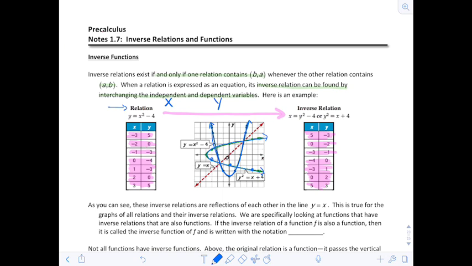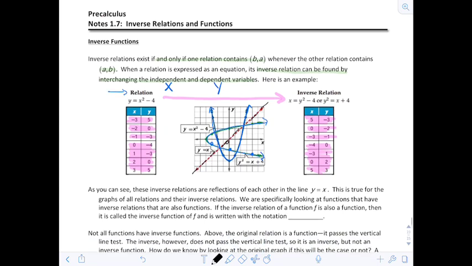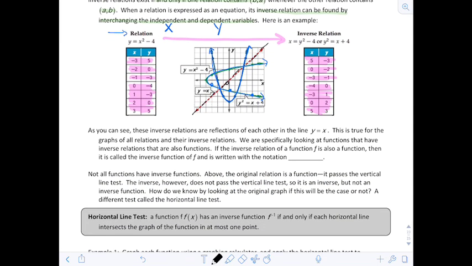So you probably remember that inverse relationships, this red dotted line, are always symmetric over the line y equals x. So that means we can take that quadratic, reflect it over that line y equals x, and we have the inverse. As we continue on, as you can see, these inverse relations are reflections of each other in the line y equals x, which we just talked about. This is true for the graphs of all relations and their inverses. They are always going to be symmetric over the line y equals x.